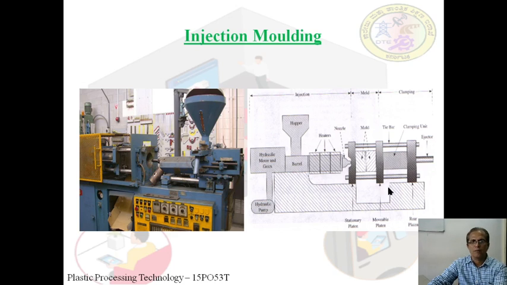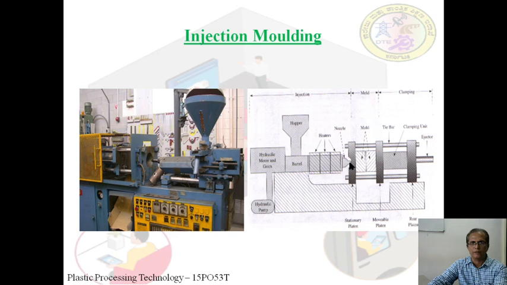This is the body of the machine. These are the number of heaters here, which is covered here, but it is shown by this cross lines. So: heaters, the feed hopper, hydraulic motor and gears, hydraulic pump, and the barrel and nozzle.